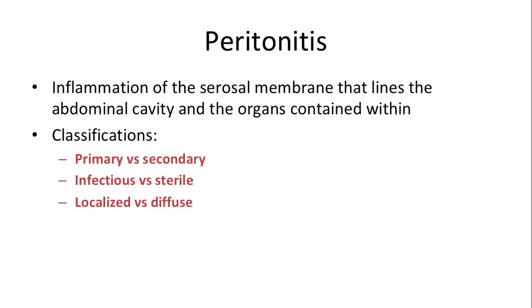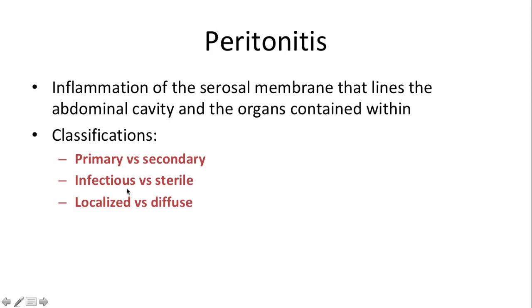Okay, so we move on to the topic peritonitis. Peritonitis refers to inflammation of the serosal membrane that lines the abdominal cavity and the organs that are contained within. There are several ways to classify peritonitis. You can divide them into primary versus secondary peritonitis. They can also be classified into infectious versus sterile, or in terms of distribution, whether it is localized or diffuse.